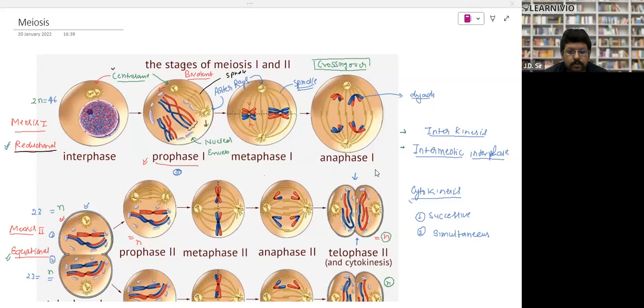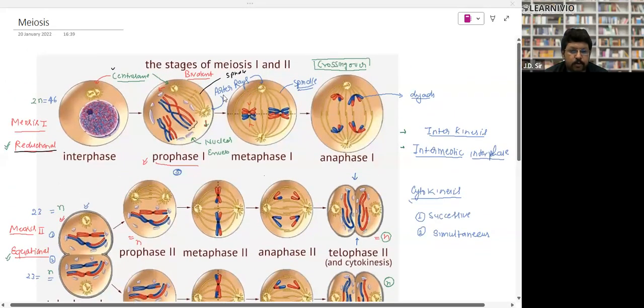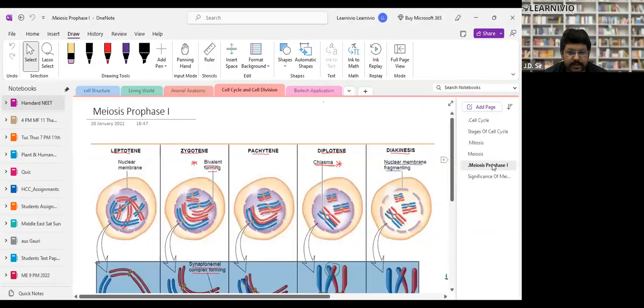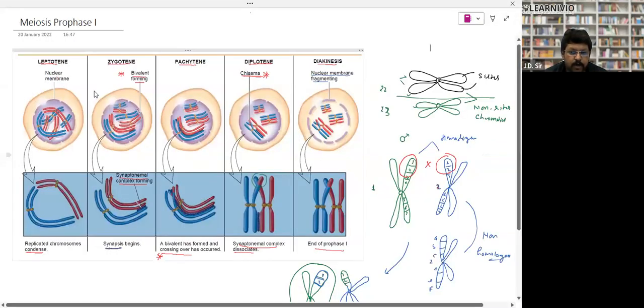Only this picture is enough, right? No, this picture is not enough. Basically, this is the meiosis. Meiosis takes place in two parts. This upper part is meiosis first, and the lower is meiosis second. Then this prophase one is the longest phase, further divided into five different stages: leptotene, zygotene, pachytene, diplotene, and diakinesis.